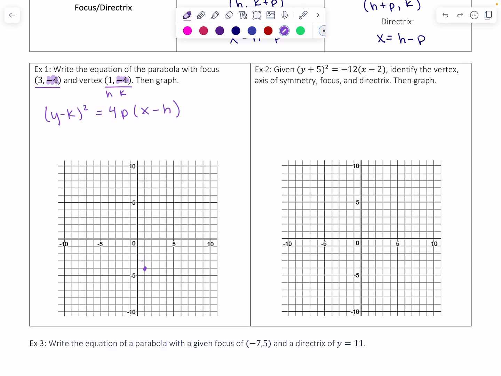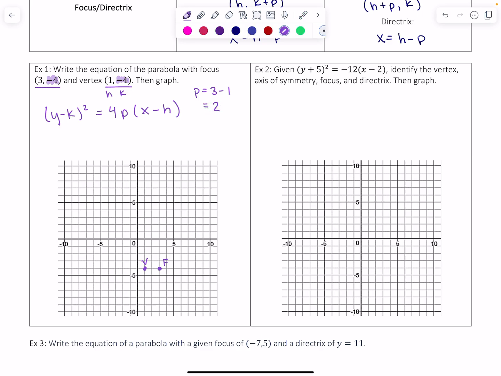Actually going to go ahead and put our vertex right there, and our focus is at 3, -4, so here's our focus. So we could just count this amount right here. So we're like, hey, our p-value is 2, but the other way, of course, that we know that is that we're going to say our p-value is equal to 3 minus 1, which is equal to 2.